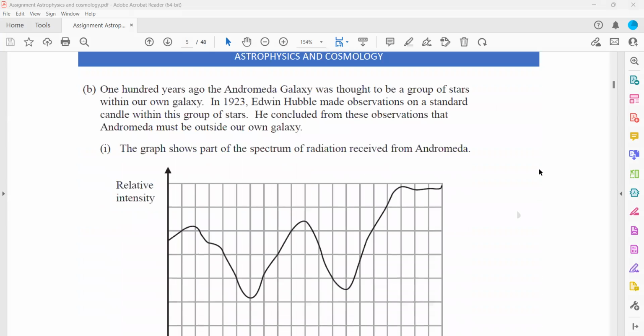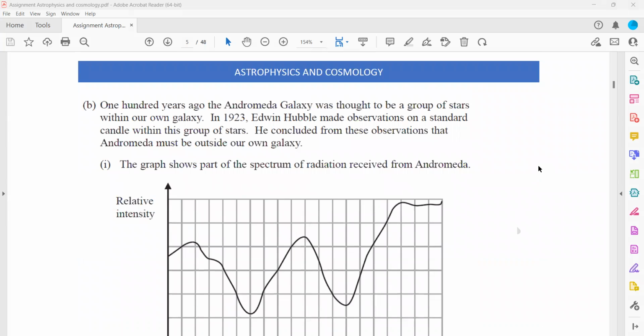Then, 100 years ago, the Andromeda galaxy was thought to be a group of stars within our galaxy. In 1923, Edwin Hubble made observations using a standard candle. With a standard candle, we assume that the objects have a known luminosity and the flux changes with the distance. If they're closer, they give a high flux compared to when they're away. So he concluded from this observation that Andromeda must be outside of our galaxy.